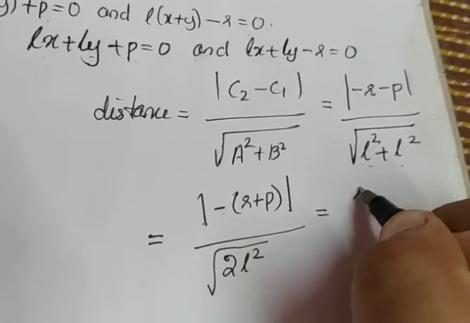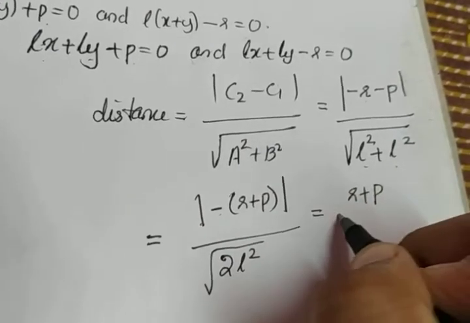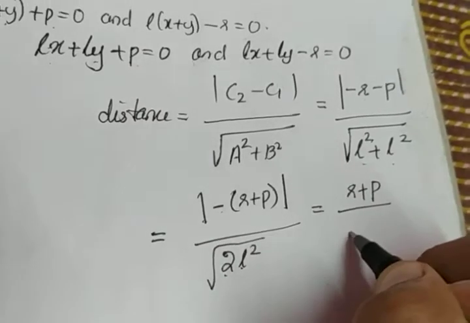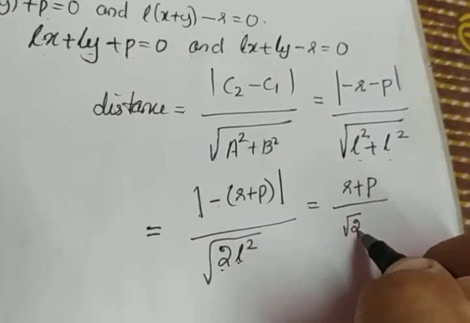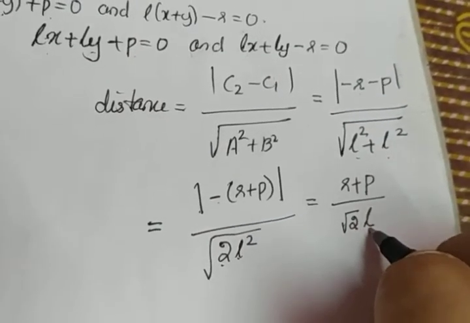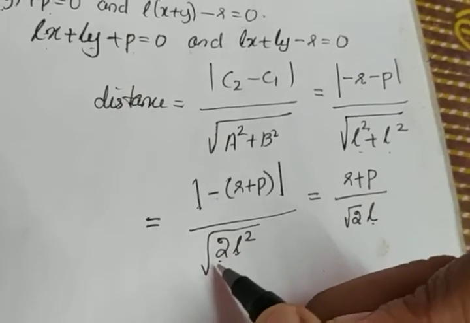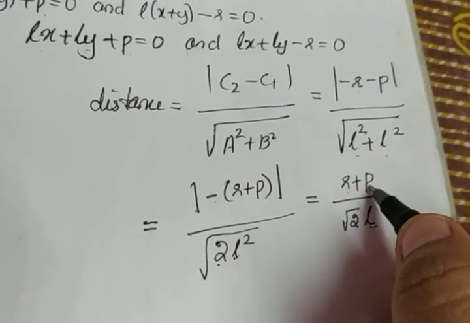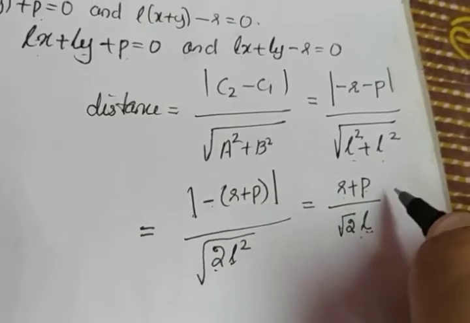When we take the modulus sign, the negative goes away, and it will be R + P divided by the square root of 2L square. 2 is not a perfect square, so we can write the denominator as root 2 into L. L is outside the square root because L square is inside the square root, and the root of L square is L. So we are getting the distance as (R + P) divided by root 2 L units.